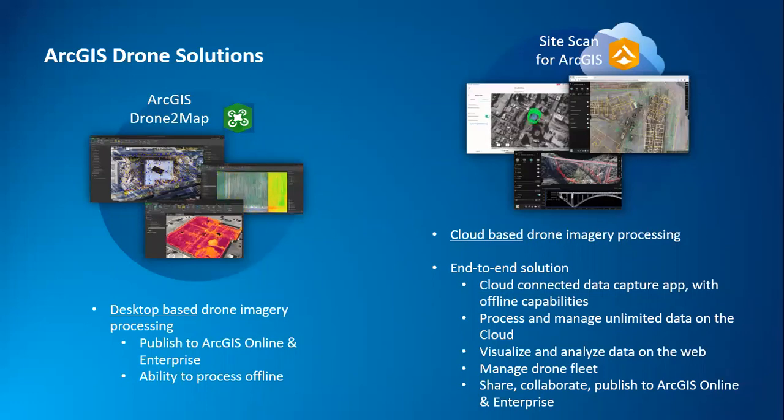Afterwards, you can publish to ArcGIS Online, or if you have ArcGIS Enterprise, you can use that. You can also utilize it offline, so if you don't have internet, you can still use it. But coming to SiteScan, the difference is that SiteScan is cloud-based drone imagery software. You can log in to SiteScan on your phone or any type of gadget you are using, and utilize this software effectively.